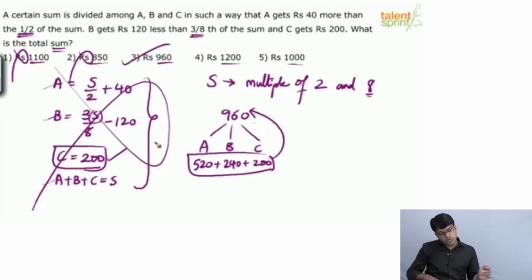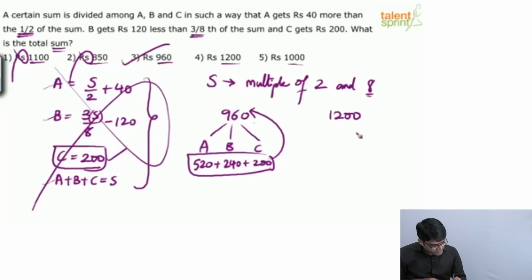Are you able to follow? Let us do the same for 1200 and see what happens. We know that there are 3 persons, A, B, C, where C has got 200. Now, how much has A got? 40 more than half of the sum. Half of the sum is 600, plus 40, 640.